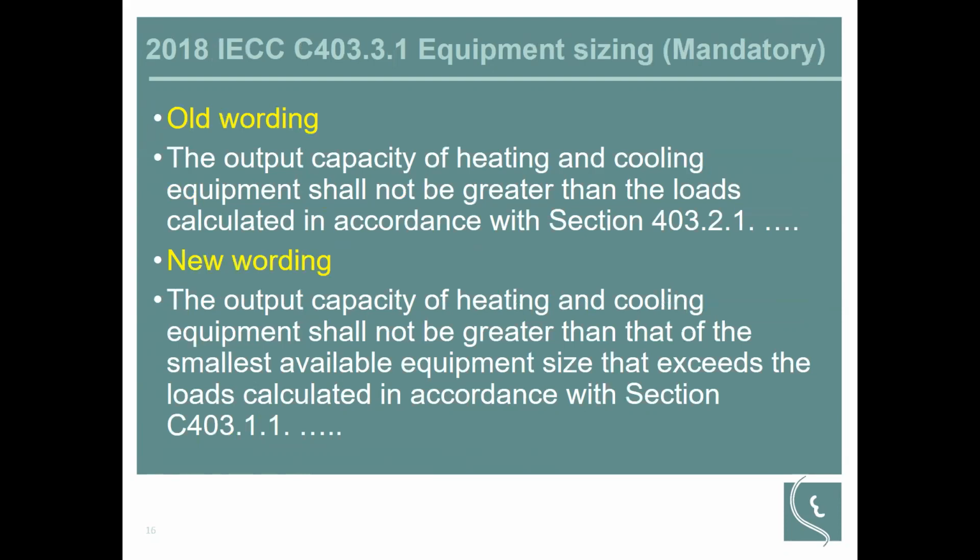It's been reworded to the output capacity of heating and cooling equipment shall not be greater than that of the smallest available equipment size that exceeds the loads calculated in accordance with section C403.1.1, and then goes on to say some more. This minor change provides a needed flexibility, as previously one would be required to undersize equipment. For example, if a 95 kBTU is a design load, one could not install a 100 kBTU furnace, even if there was no 95 kBTU furnace available. This would mean that the furnace couldn't keep up when design conditions occur. So this is a great improvement in the code with some simple rewording.